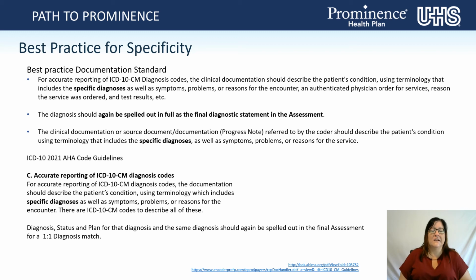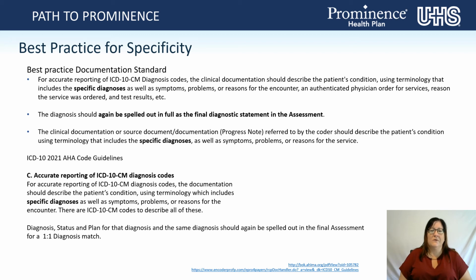Specific to the American Hospital Association ICD-10 guidelines, for accurate reporting of ICD-10 diagnosis codes, the documentation should describe the patient's condition using terminology which includes that specific diagnosis as well as signs, symptoms, problems, or reasons for the encounter. So we want the diagnosis listed, the status and plan for that diagnosis, and then have that same diagnosis listed in your assessment for a one-to-one match.